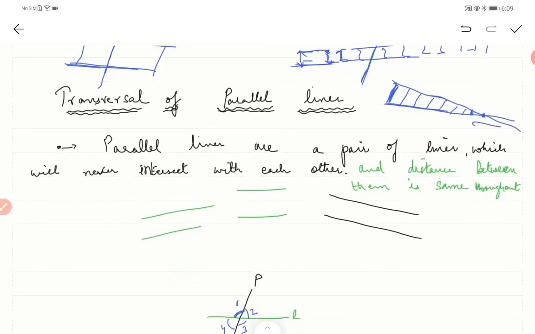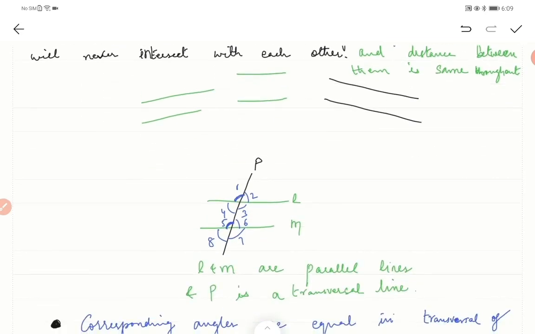So, interior angles and exterior angles. Here, interior angles are what? 4, 5, 3 and 6 are interior angles. 1, 2, 7, 8 are exterior angles, isn't it? For this, L and M are parallel lines and P is a transversal. I have given the names, suppose.